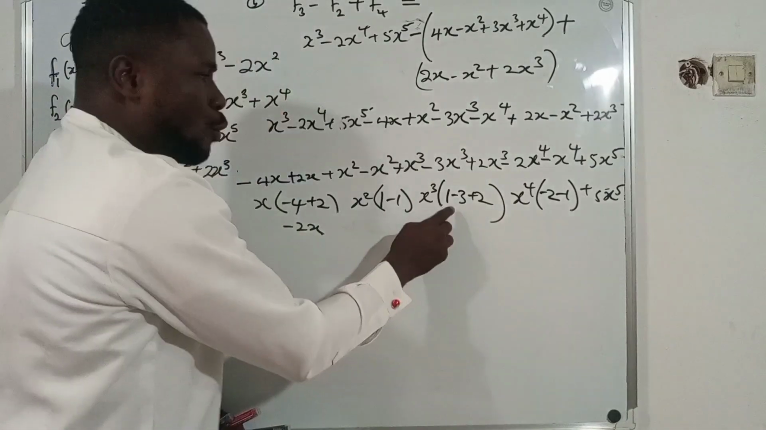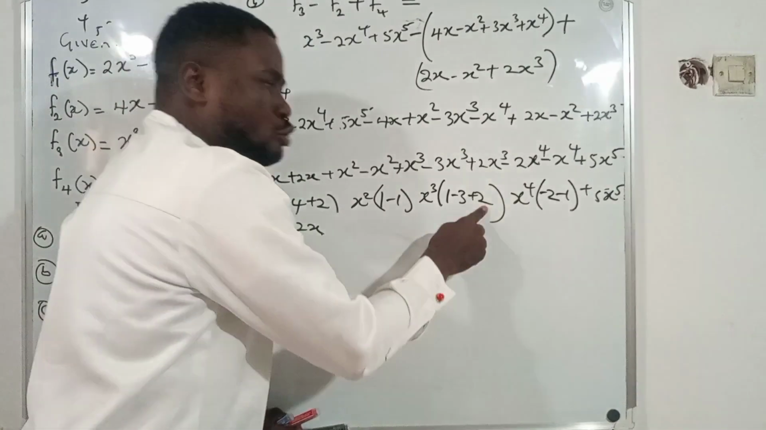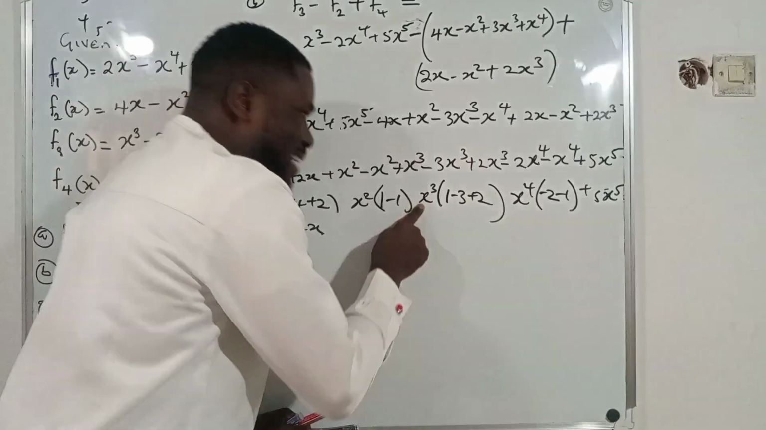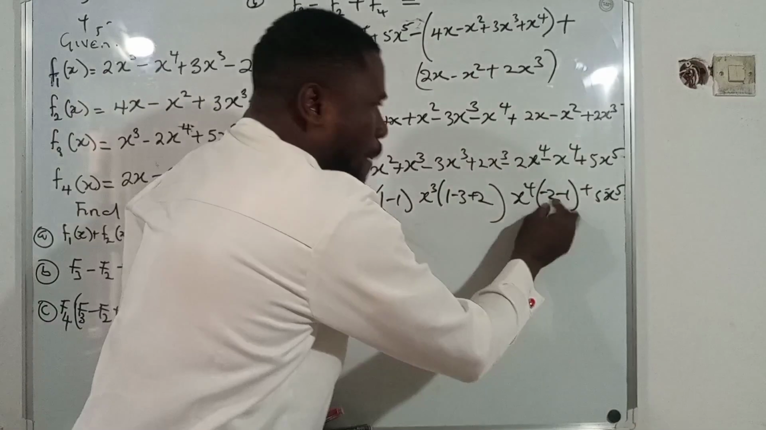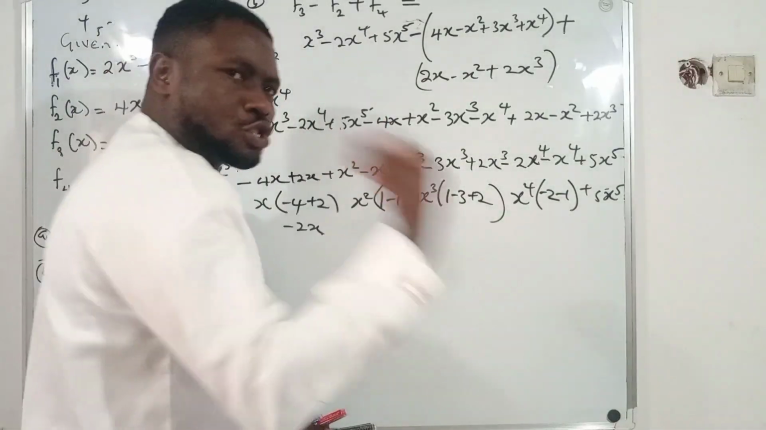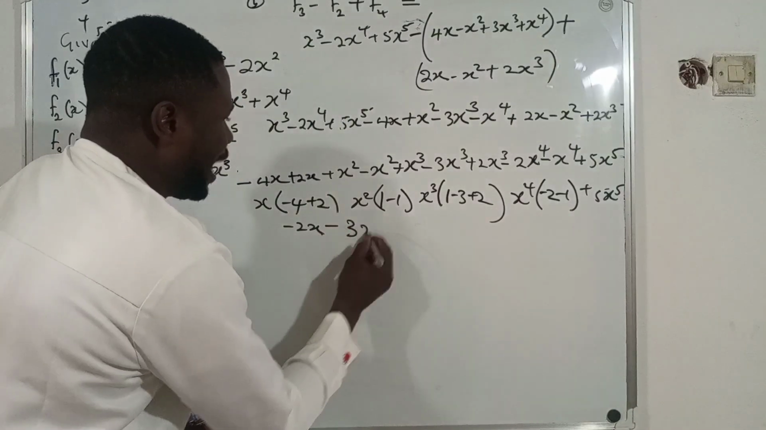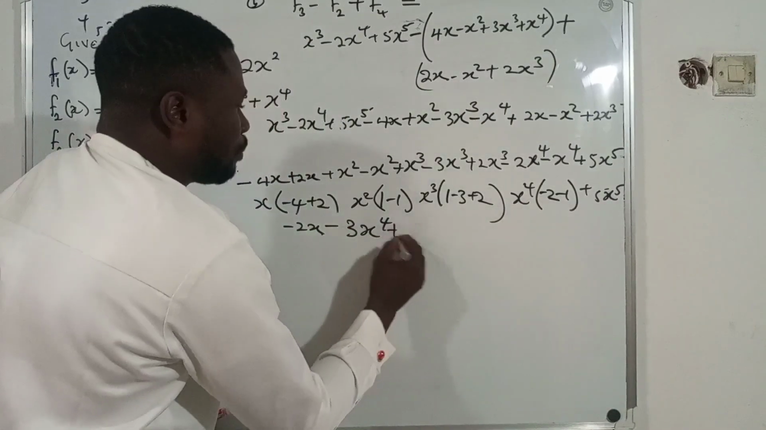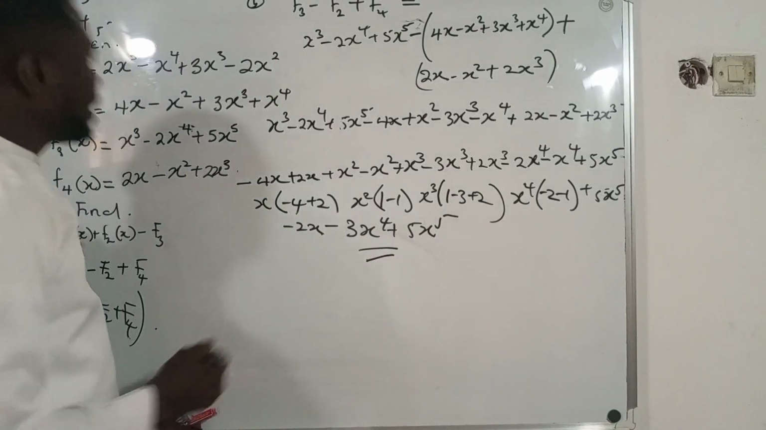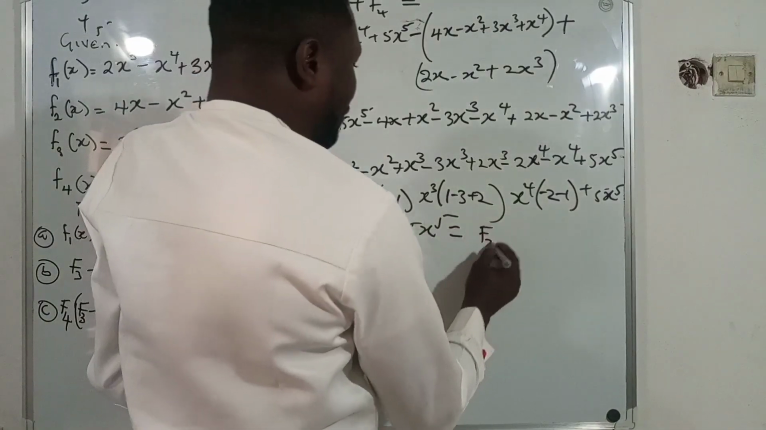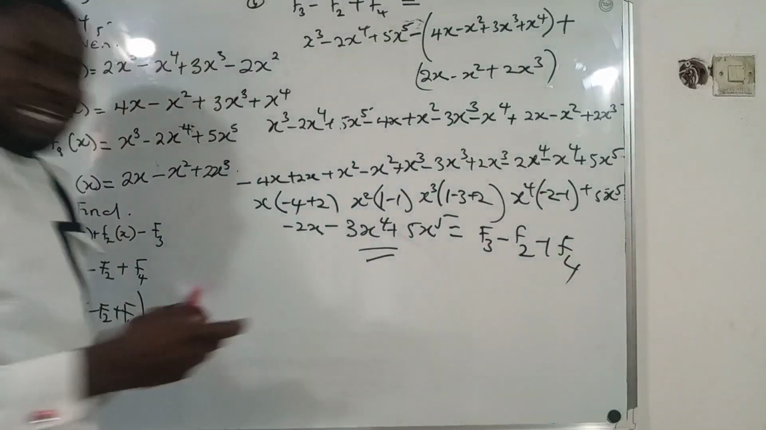Now you come here. 1 minus 3 is minus 2. Minus 2 plus 2, the answer is 0. 0 times x raised to the power 3 is 0. We come to this one, minus 2 minus 1, the answer is minus 3. Minus 3 times x raised to the power 4 will give us minus 3x raised to the power 4. And then you bring down plus 5x to the power 5. You can see that this is the final answer. And this is equal to F3 minus F2 plus F4. So this is the final answer.